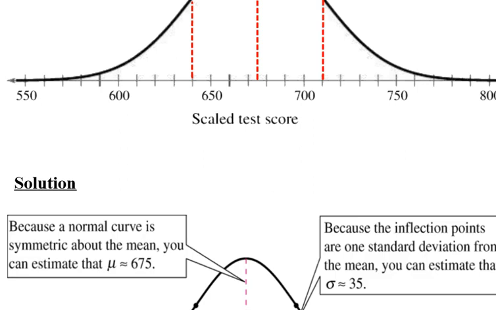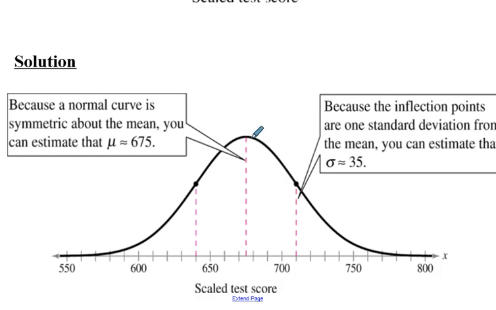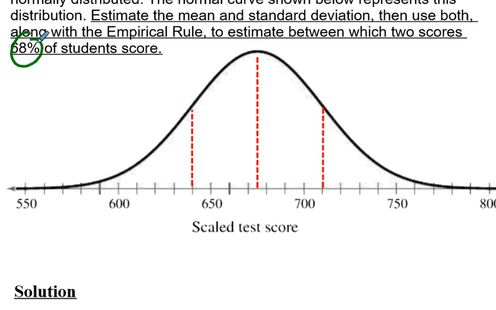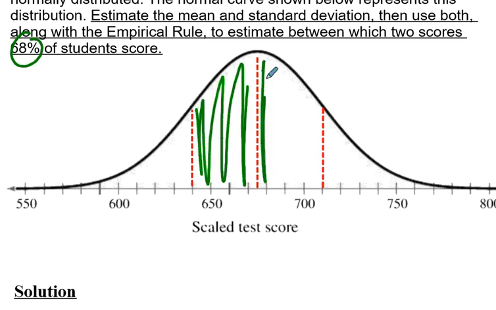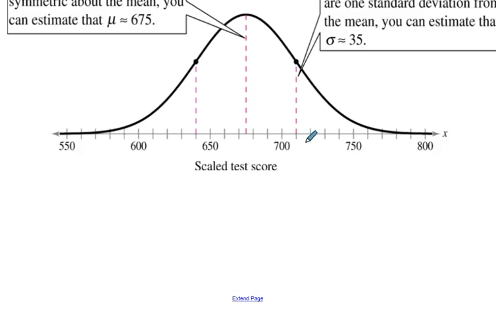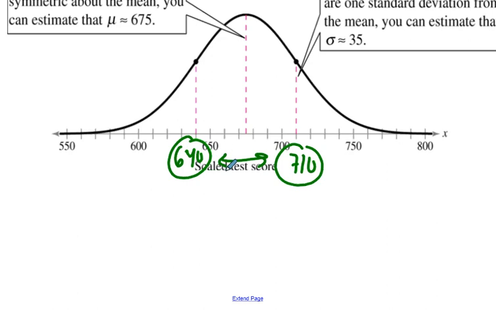What you should have found is this. You should have found, because the curve is normal, the middle is going to be the average, and the middle is 675. One standard deviation is 35 points away, so you can estimate that the standard deviation is 35. And then using the empirical rule, we know that you capture 68% of the data if you go 1 standard deviation to the left and 1 standard deviation to the right. So that means if I take 675, add 35 to it, I'm going to be at 710. If I subtract 35 from it, I'm going to be at 640, which means I know that 68% of students are going to score in between those two values.